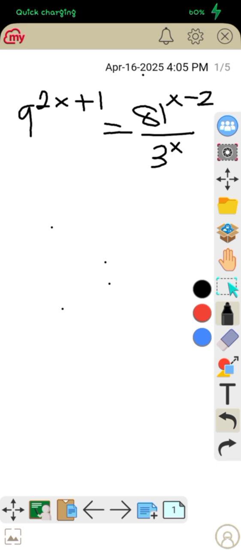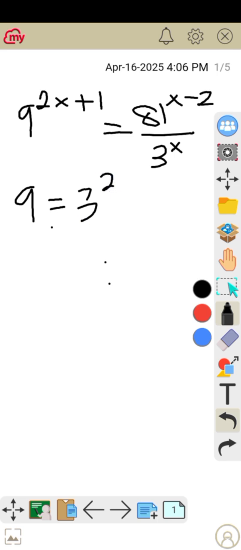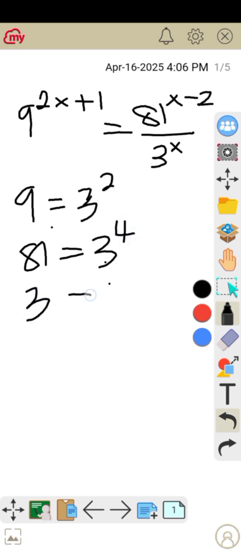You understand with me that there is a common link between those three bases, and the common link is that 3 can divide 9, 3 can also divide 81, and 3 can also divide 3. That is the common link. So 9 will be what? 3 raised to the power of 2. 81 will be what? 3 raised to the power of 4. And 3 will be what? 3 raised to the power of 1. This is the first thing you need to note.